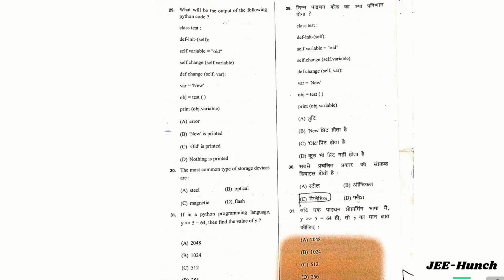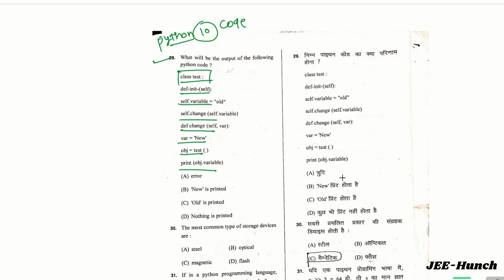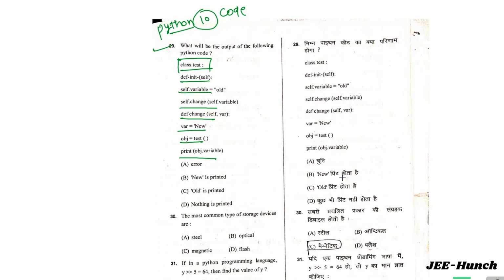Next, 29. What will be the output of the following Python code? There are so many Python codes. This is Python code 10. Here we defined a class test. So def and self variable, self change, and there are many operators, many functions. So this is very complicated to know, but I will give you the answer. What is correct, but not the reason. So here the answer is option number C, old is printed.